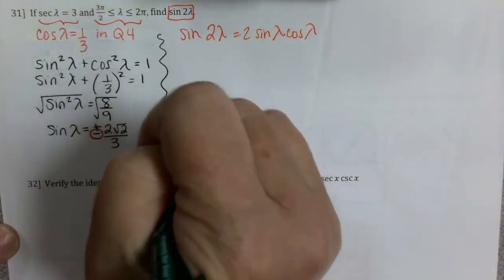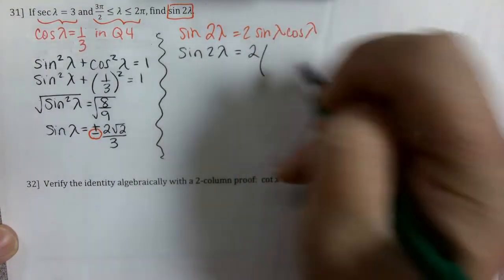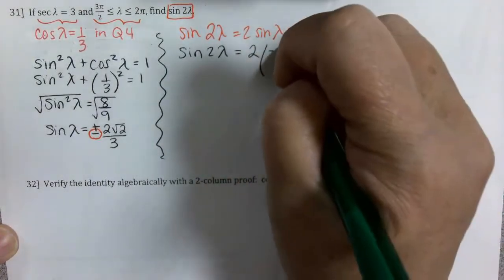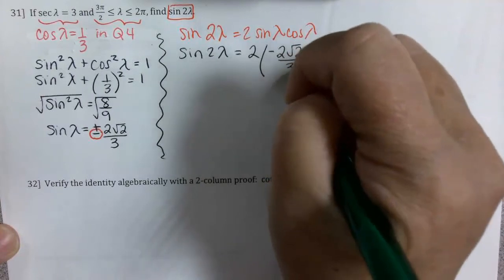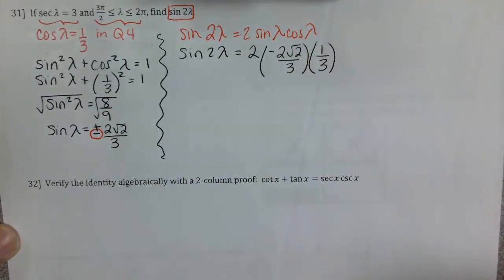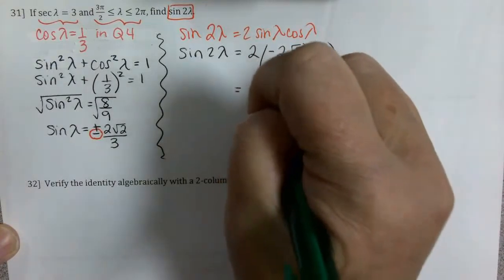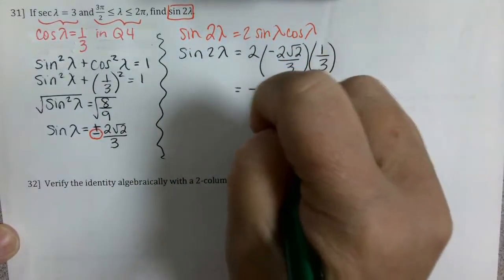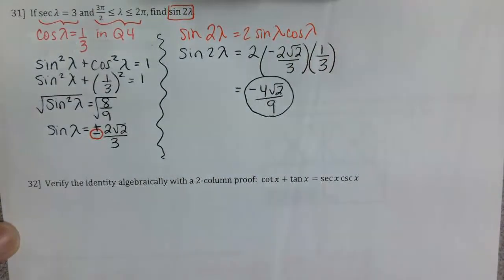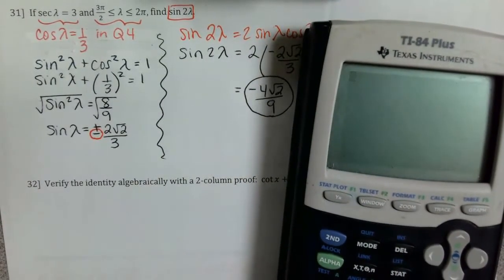So now that we know the sine and the cosine, we can find the sine of the double angle by taking 2 times the sine of the single angle, which was negative 2 root 2 over 3, times the cosine of the single angle, which was 1/3. So multiplying across the numerator, we get negative 4 root 2, and then 3 times 3 is 9. So we have negative 4 root 2 over 9.